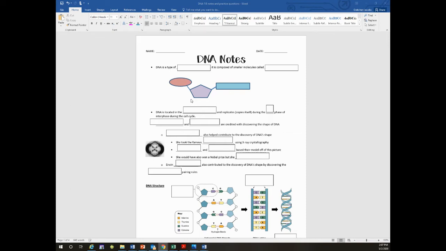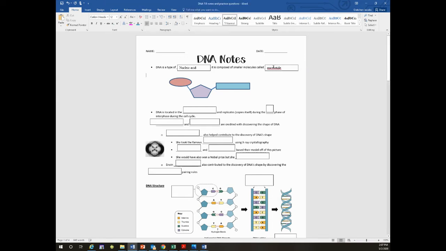So if you guys remember, DNA is a type of macromolecule. We had 4 macromolecules: carbs, lipids, proteins, and the category that DNA falls in, which is nucleic acid. So DNA is a type of nucleic acid, and all macromolecules are composed of smaller molecules. Remember, those are called monomers. The monomer of a nucleic acid is a nucleotide.